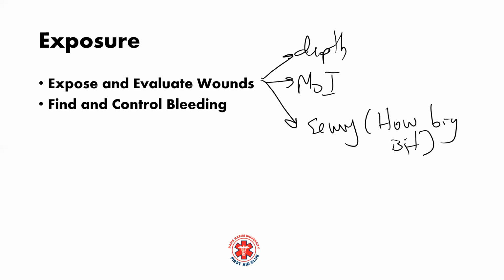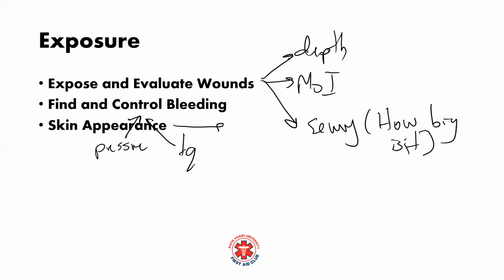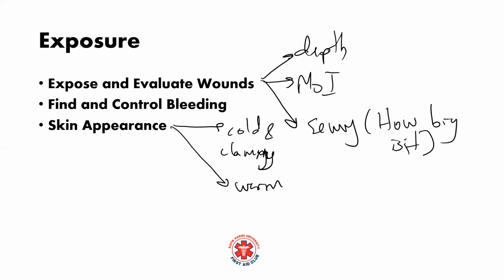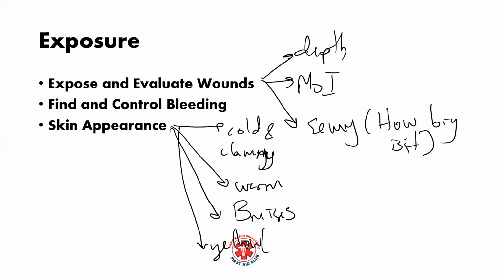Find and control the bleeding. Pressure, later on tourniquet. We're going to see it in more detail. Skin appearance. Cold and clammy means there's something wrong with the perfusion. Warm, bruises, yellow, jaundice. This means jaundice.